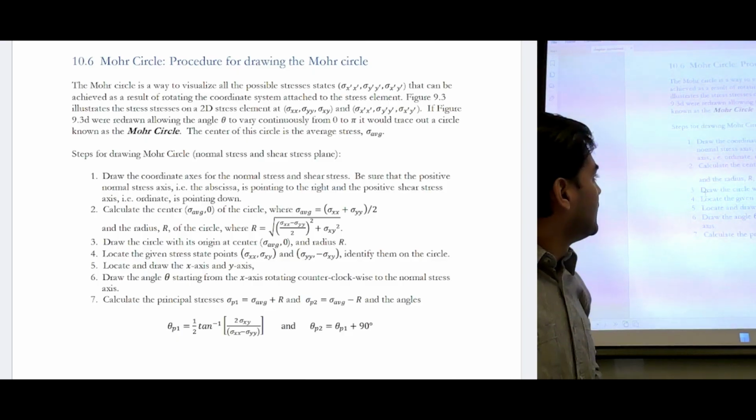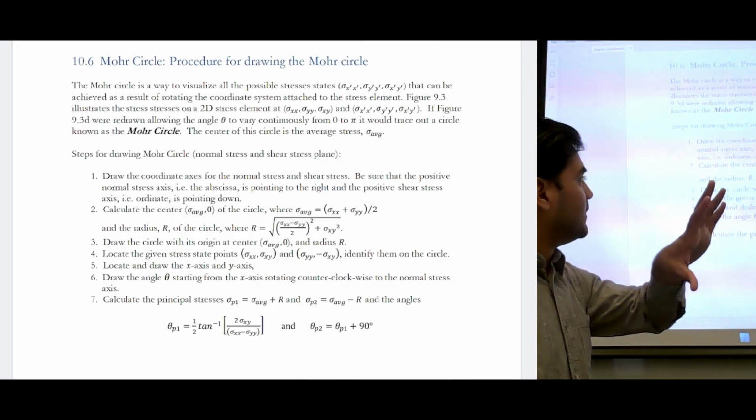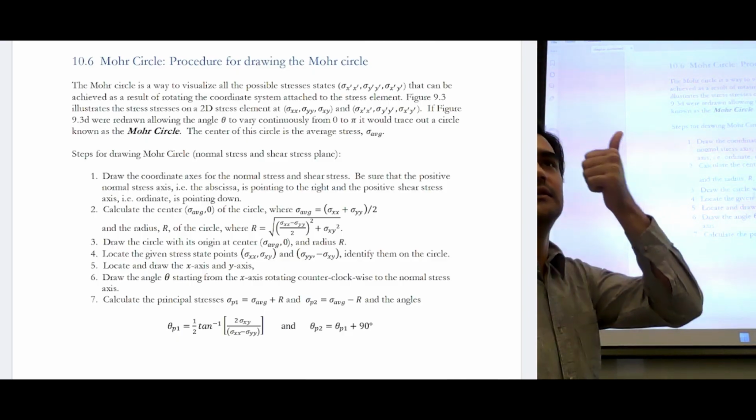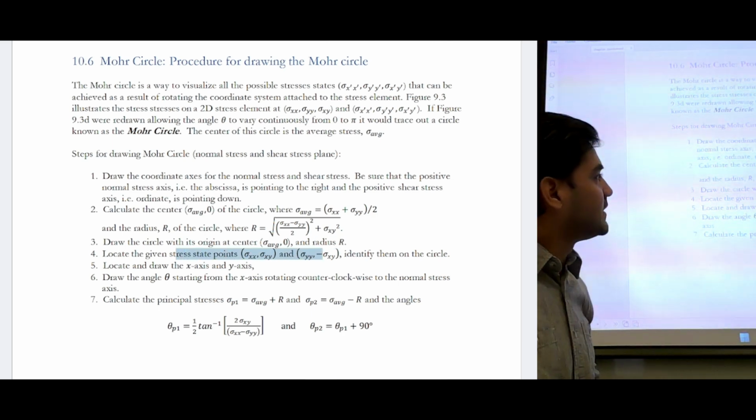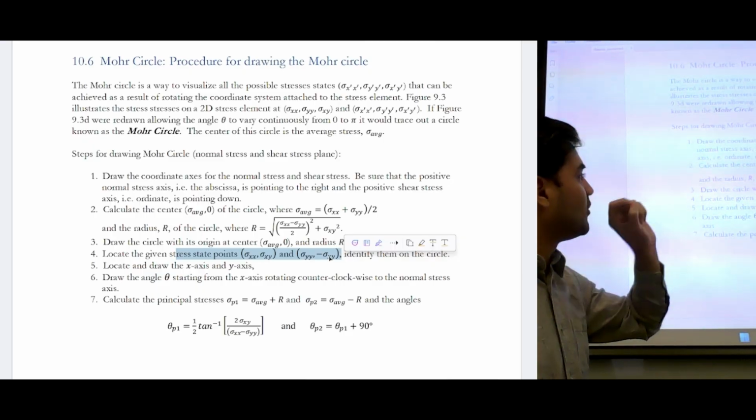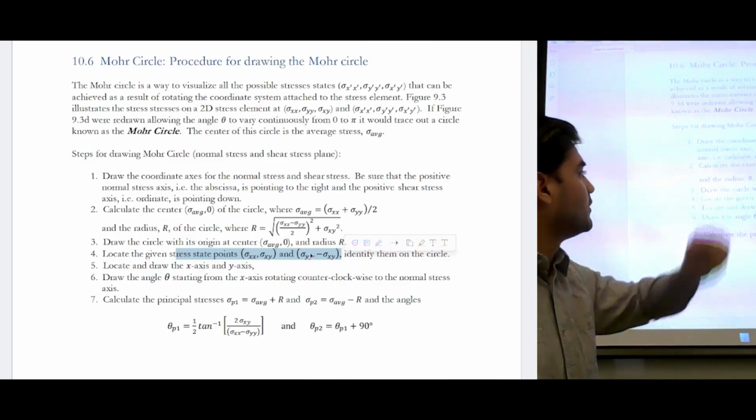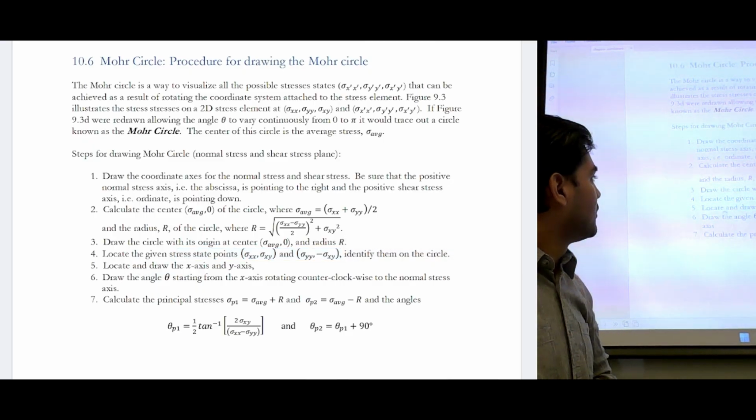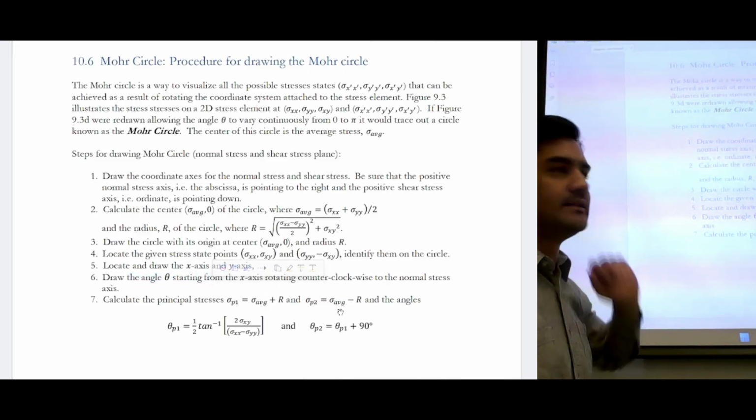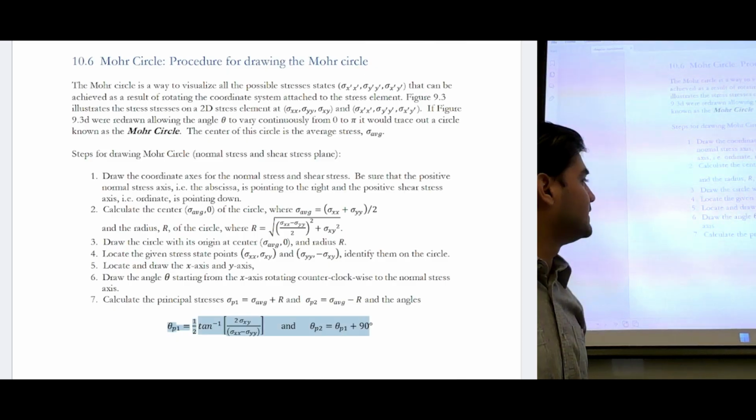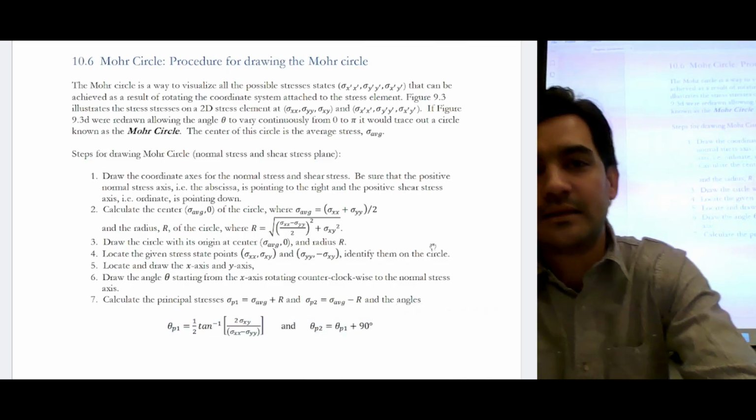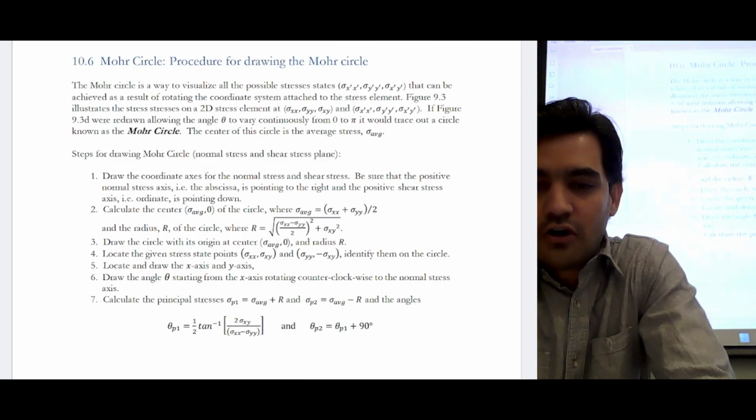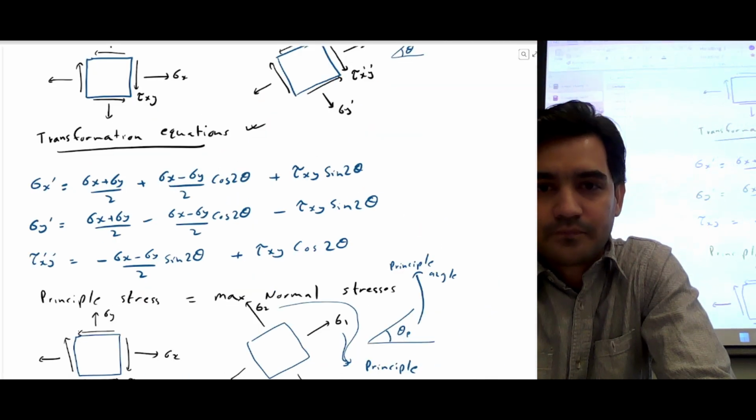And then we'll look at our stress element, and our stress element has normal stresses and shear stresses. So we're gonna transform these normal stresses and shear stresses as coordinates of that circle, and we're gonna draw those coordinates on the circle. And then we can also calculate angles, we can also calculate maximum stresses, and we're gonna see how we'll calculate. And we can also verify this by using these equations. So these are the 7 steps to draw Mohr circle.